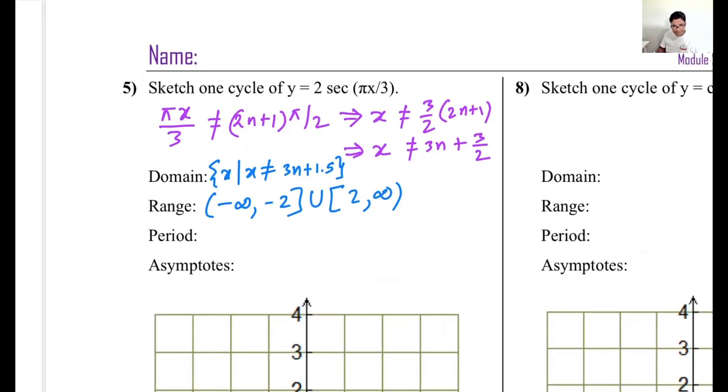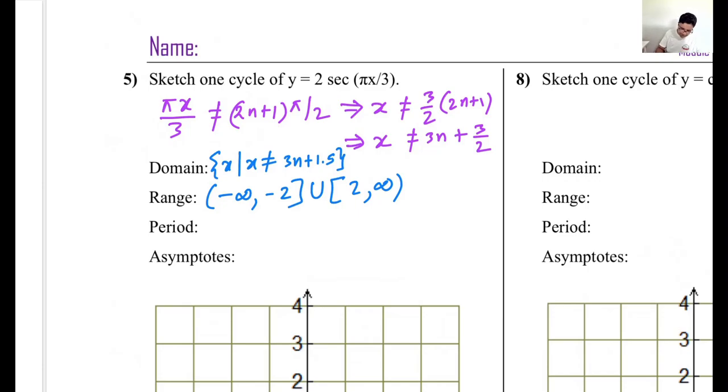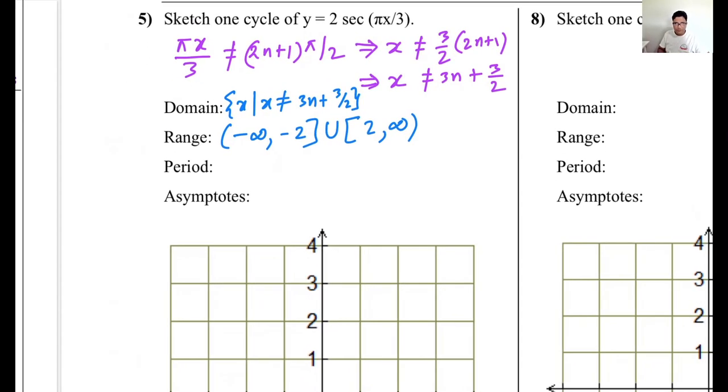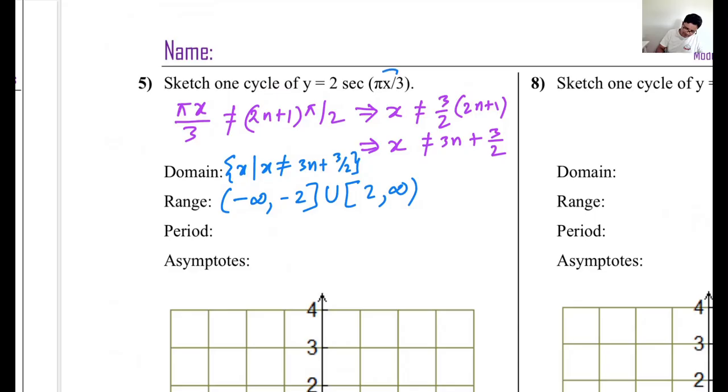Okay, and if you write 1.5 like that, it looks confusing. So let me write 3 over 2. What about the period? The period of the function will again be affected by that pi over 3, and the answer is simple: 2 pi over pi over 3. Okay, the coefficient of x is pi over 3, and that becomes 6. Period is 6.